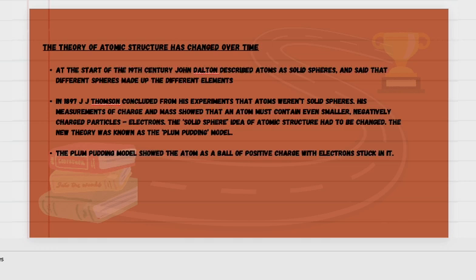Thomson concluded from his experiments that atoms weren't solid spheres. His measurements of charge and mass showed that an atom must contain even smaller negatively charged particles called electrons. The solid sphere idea of atomic structure had to be changed. The new theory was known as the plum pudding model. The plum pudding model showed the atom as a ball of positive charge with electrons stuck in it.